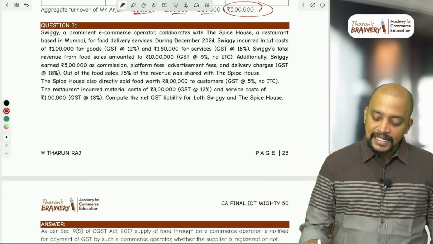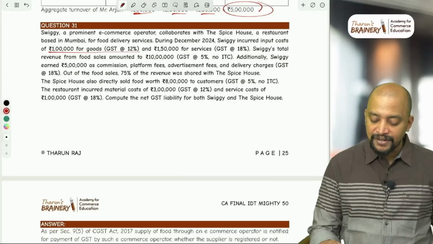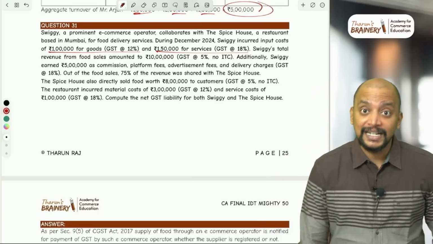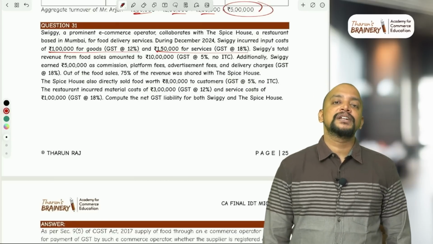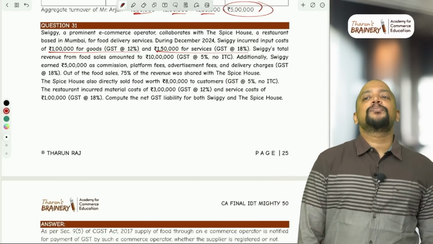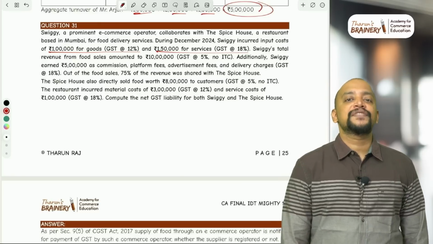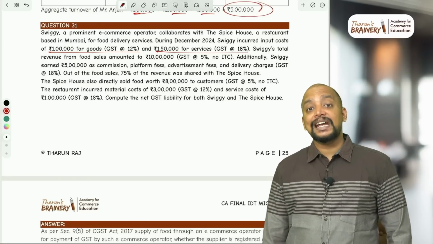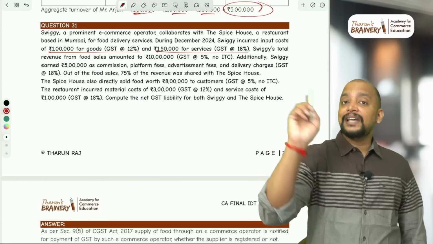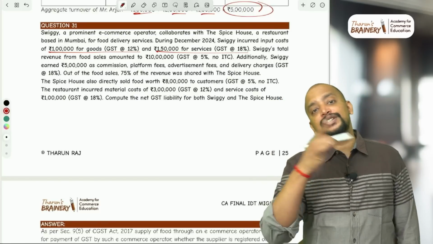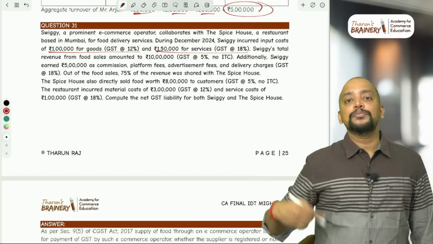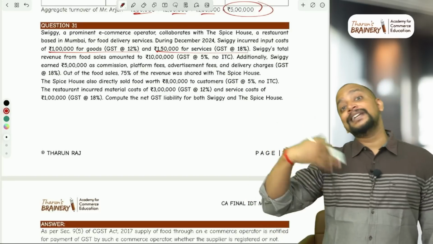So Swiggy has incurred input cost of 1 lakh for goods and 1 lakh 50 for services. Can they take ITC with respect to this? Why not? They can definitely take ITC, because we have a CBSE circular which says that even though the applicable rate of GST for supply of food is 5% without ITC, the e-commerce operator who is paying GST can avail the ITC on their inward supplies, but that ITC cannot be used for payment of GST on food services, but it can be utilized for payment of GST on any other services rendered by them.